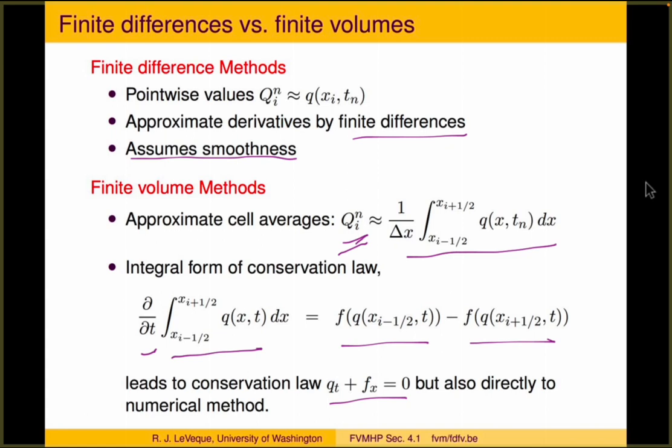But numerically, we can work with this form and work with these cell averages and fluxes at the edges of the interface in a way that makes sense even when the solution is discontinuous. And we can build up methods that are more robust often than what you might get by trying to develop finite difference methods directly.